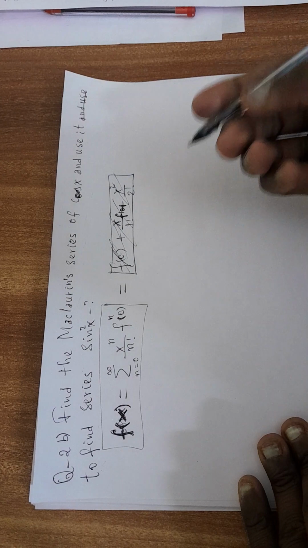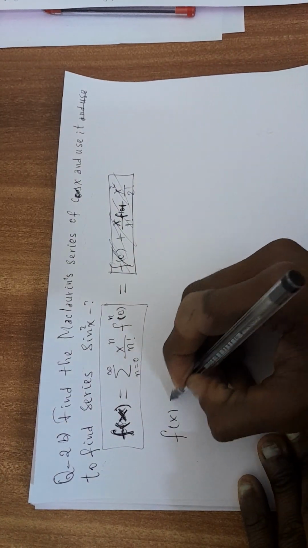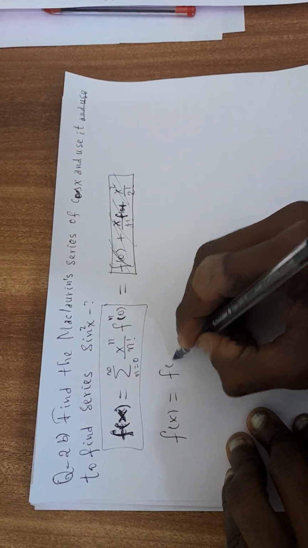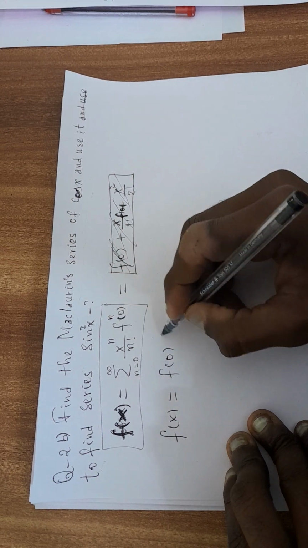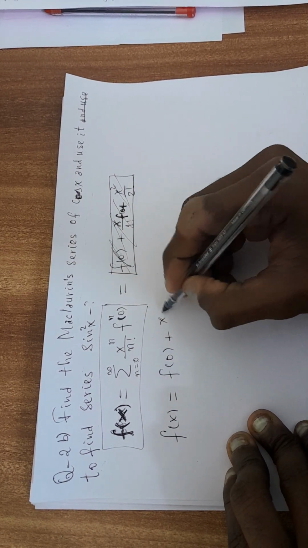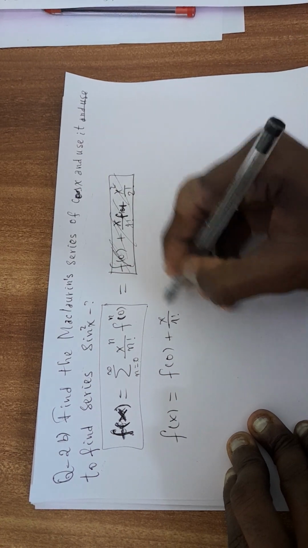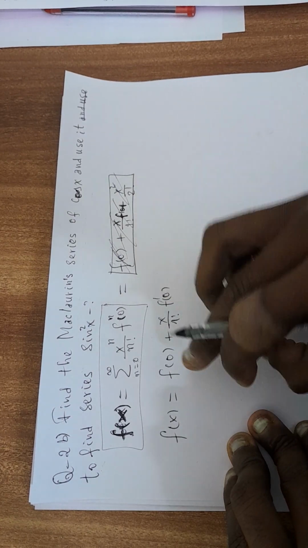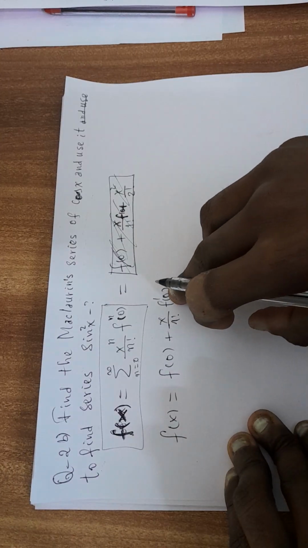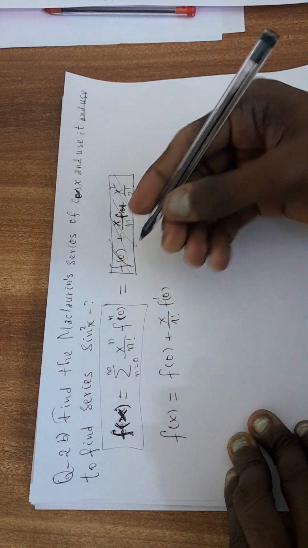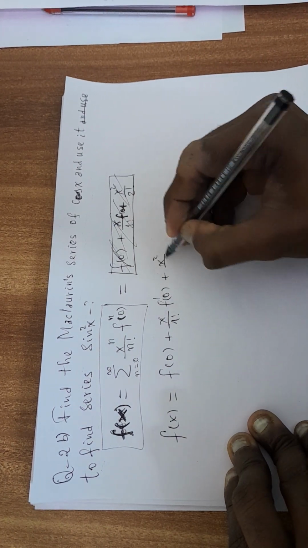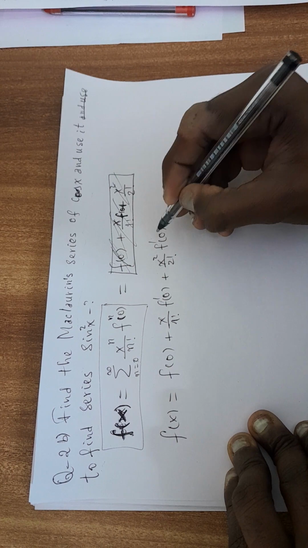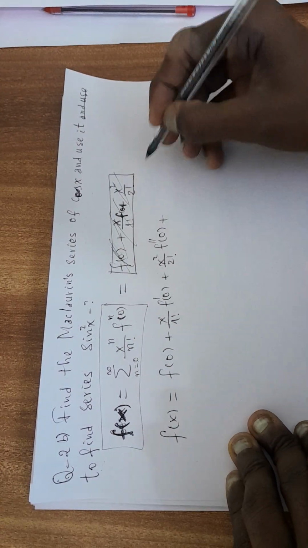Now let me split this one. For n equal to 0, we are going to have f(0). For n equal to 1, we will get x over 1 factorial times f'(0), the first derivative. I will differentiate the function they gave me and evaluate it at the origin, the point 0. Then plus x squared over 2 factorial times the second derivative at 0, and I can go on and on.